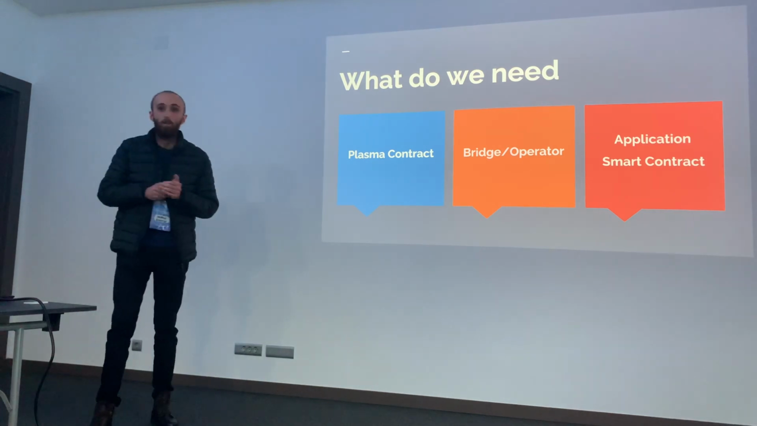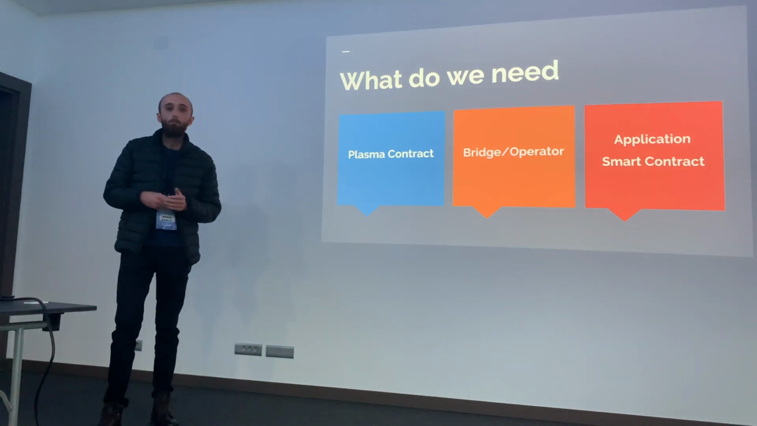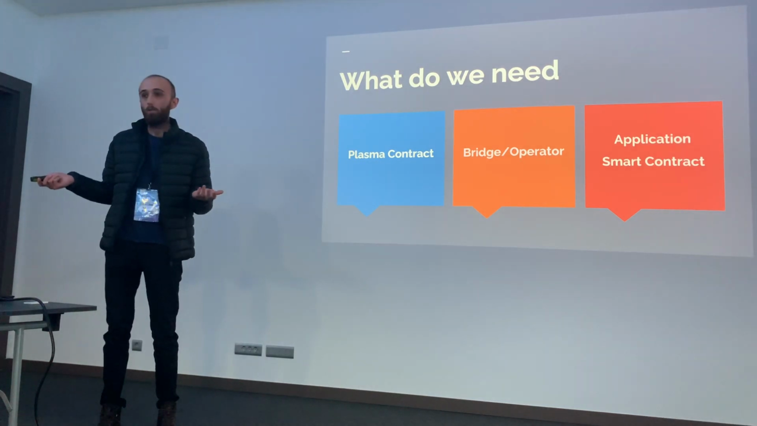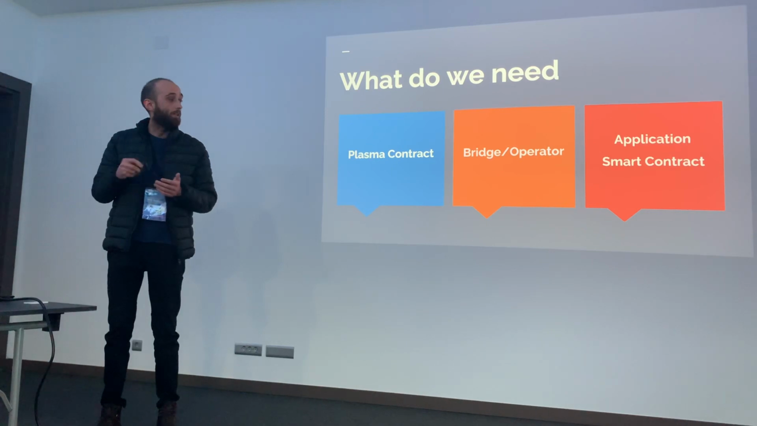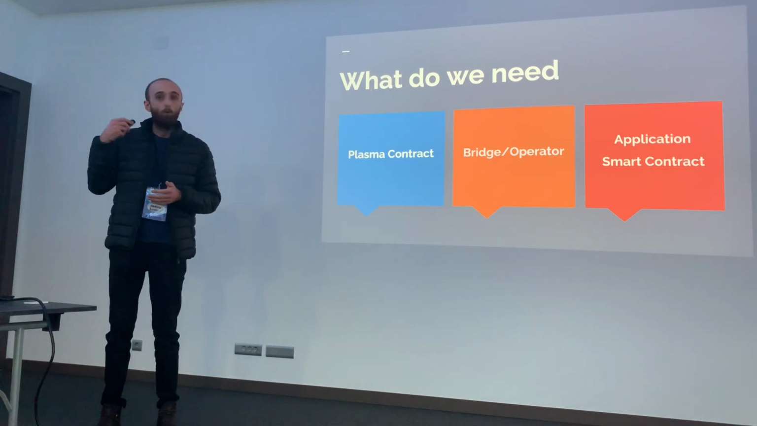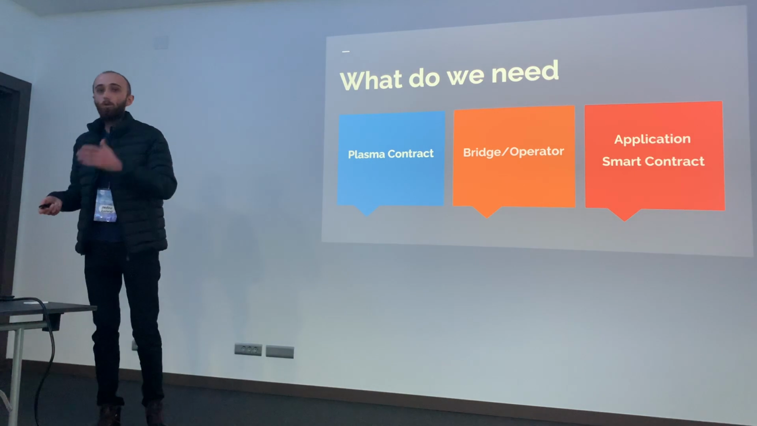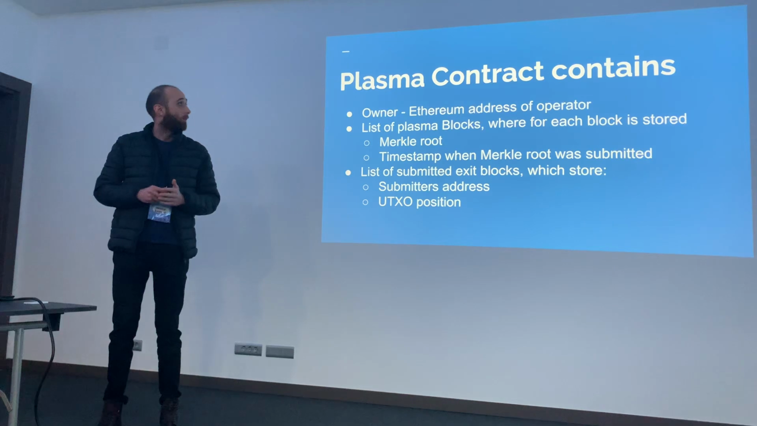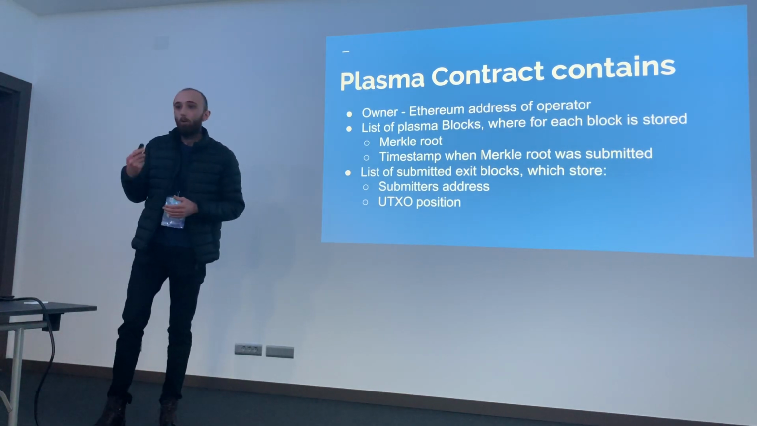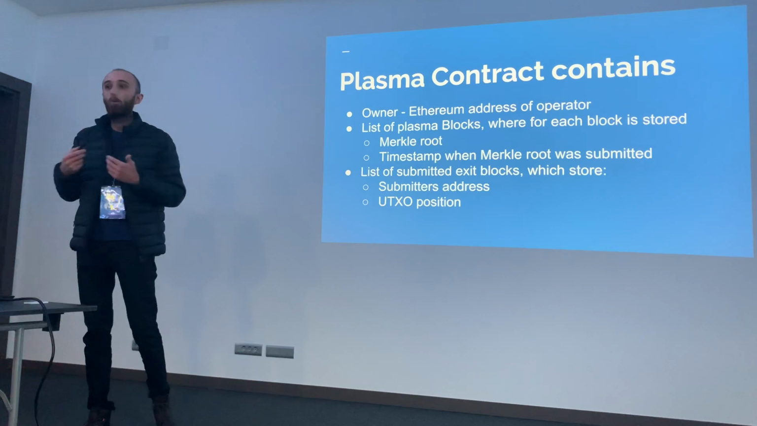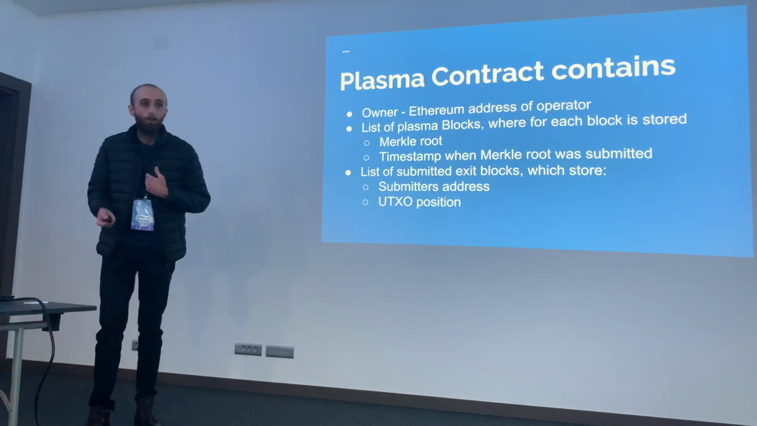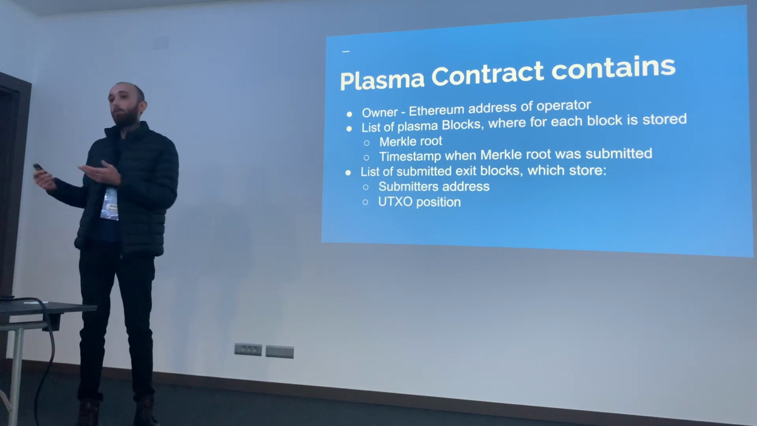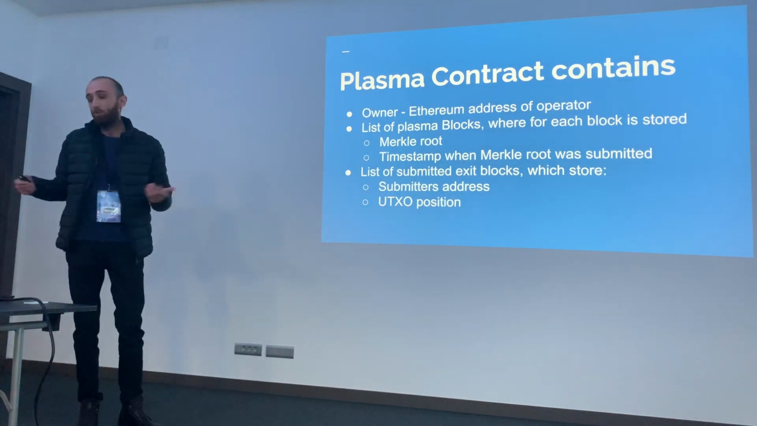So what do we need? We need a Plasma contract, like I said before, on the mainnet. We need some bridge or operator. It could be just a simple Node.js application with Web3, and we need a sidechain which we created, on which the application is being run, and all smart contracts that are needed for the application to run. So what does the Plasma contract contain? When I talk about my hacky way of implementing this, I'm mostly influenced by the Plasma MVP theory on how they do it. But I omit a few steps because it needs to be done tomorrow.